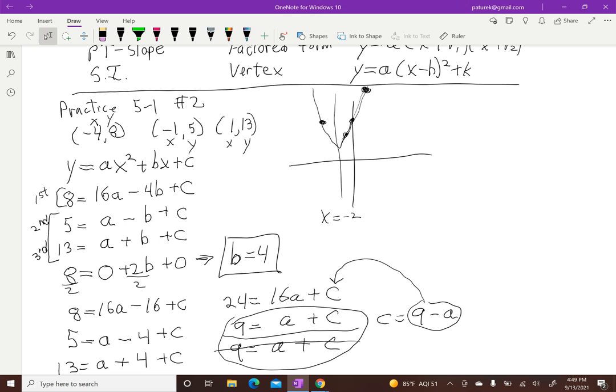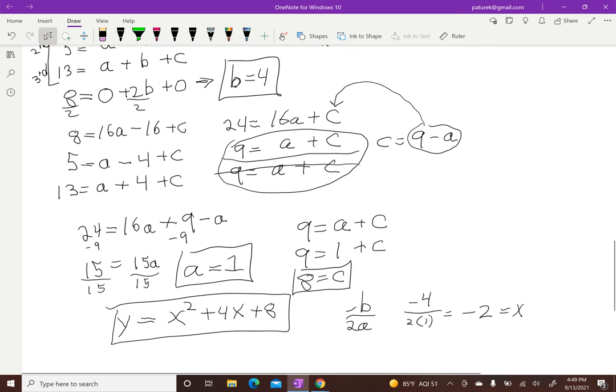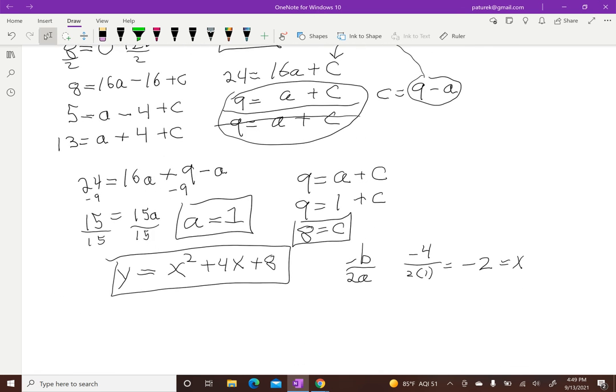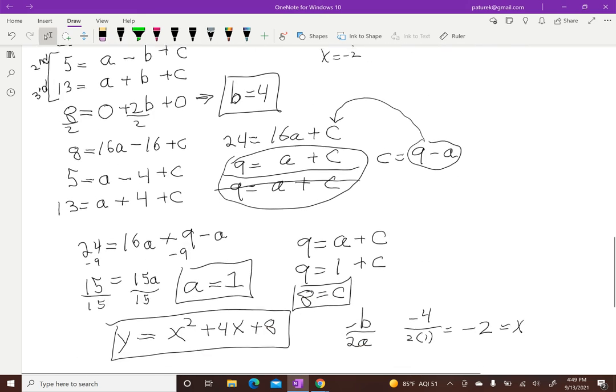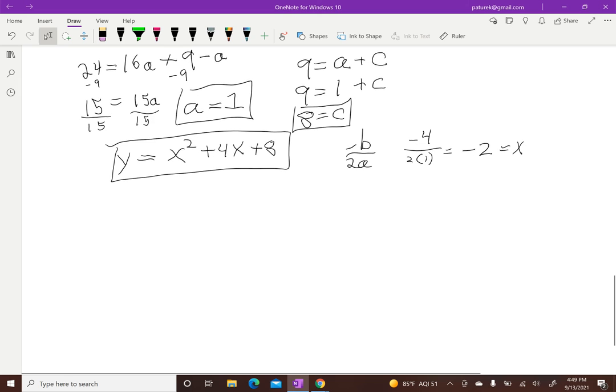For the very first point, negative 4 comma 8, well, negative 4 squared is 16. 16 minus 16 is 0. 0 plus 8 is 8, and that is the coordinates of the first of the 3 points that were given. So I've just confirmed that I didn't make any mistakes this time.